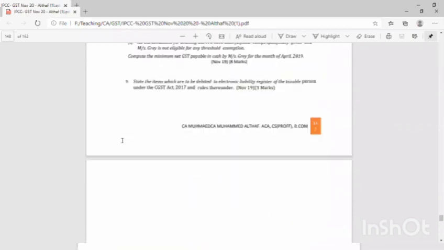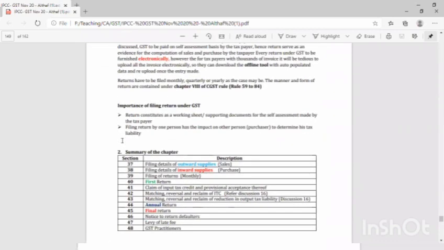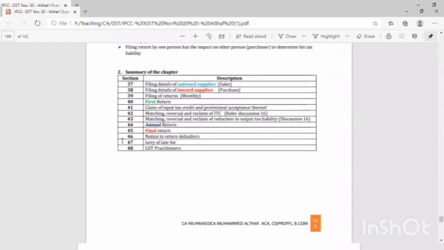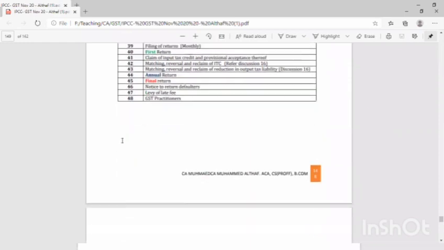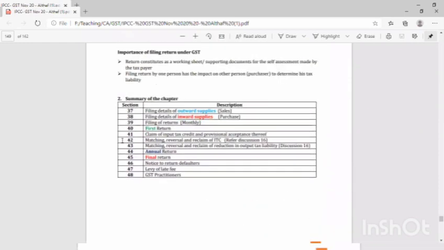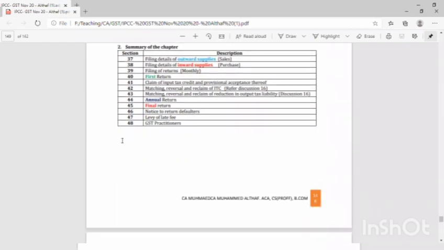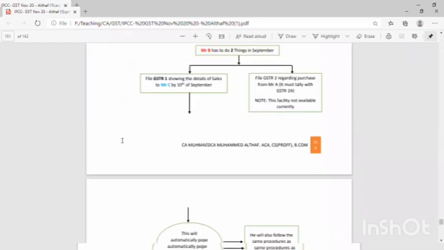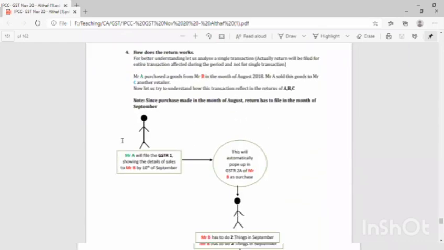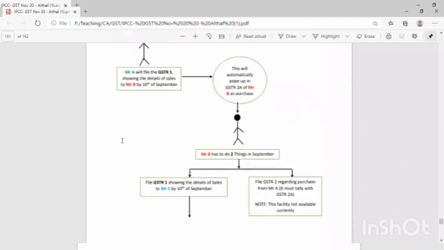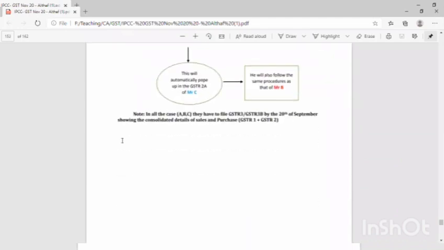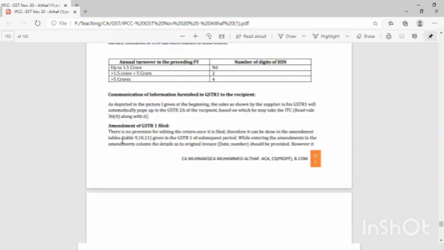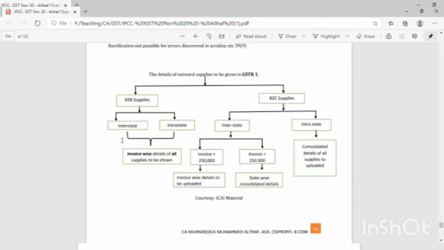Now the last one is the return chapter. They keep on changing the return chapter. By the time we finish this chapter, another type of return form might have come. That is the way the return chapter is changing. But for your exams, there is not much amendment. Let's see if any amendment is there. Just for understanding the returns and related things, I've given a small picture. Now GST 1, there is no new amendment for your exams.